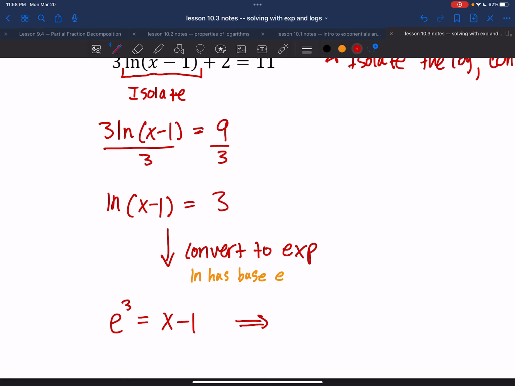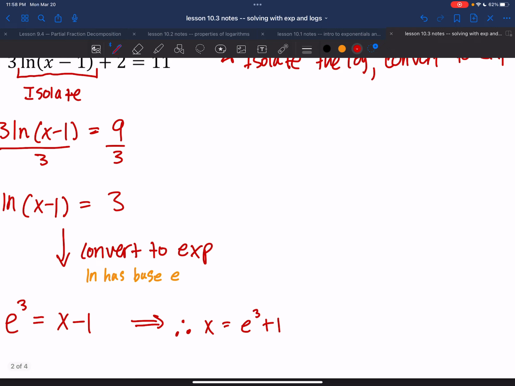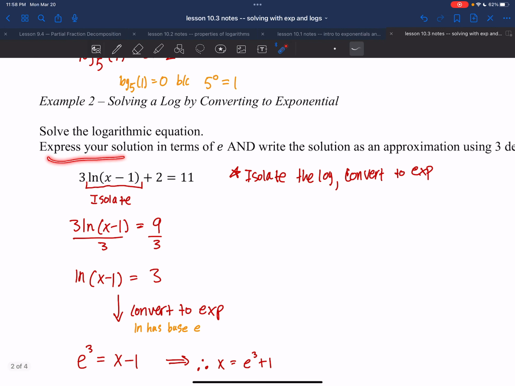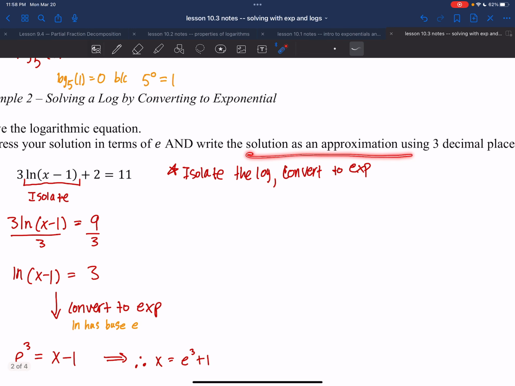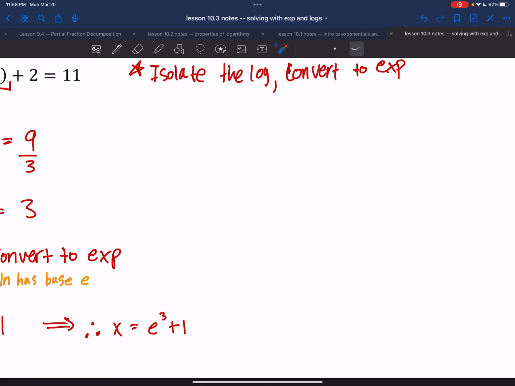Okay. So how do I solve for x? Well, add 1 to the other side. Therefore, x equals e to the power of 3 plus 1. And that's your answer. Because notice what the question asked. It said express your solution in terms of e and write an approximation using 3 decimal places. So we can go ahead and box this. That's our answer in terms of e. You can't do anything more with that, okay?